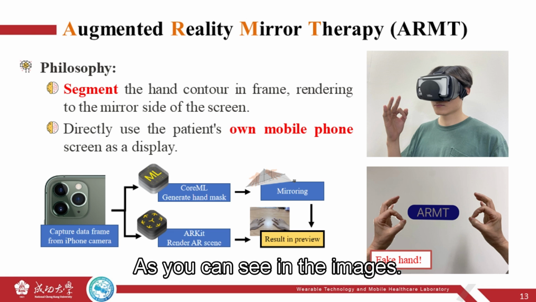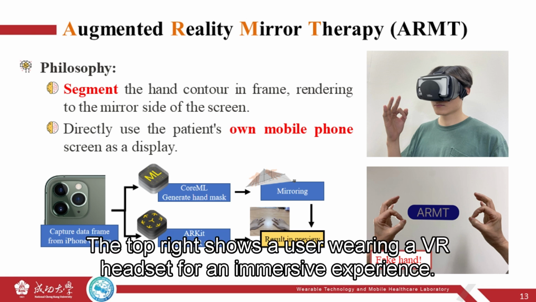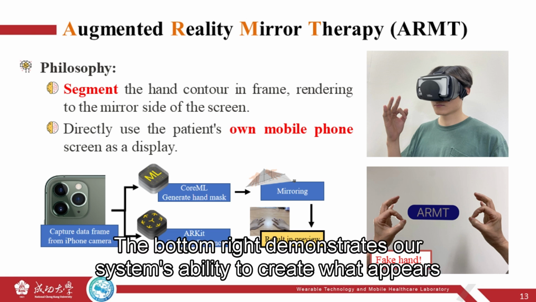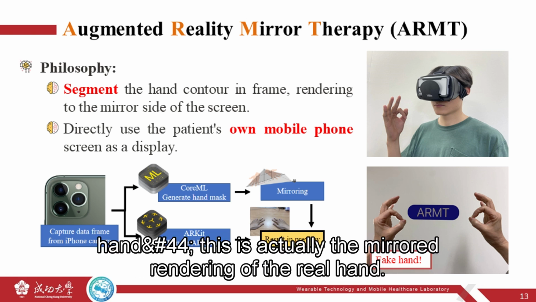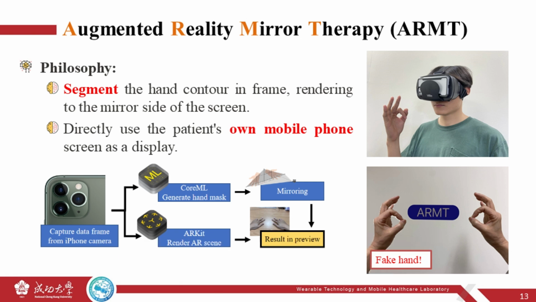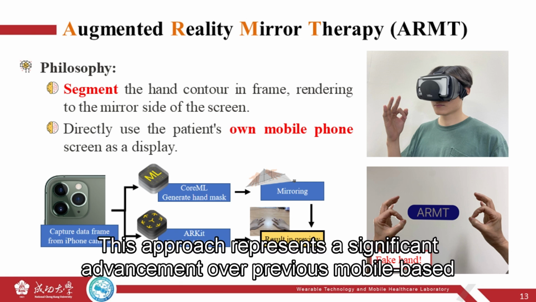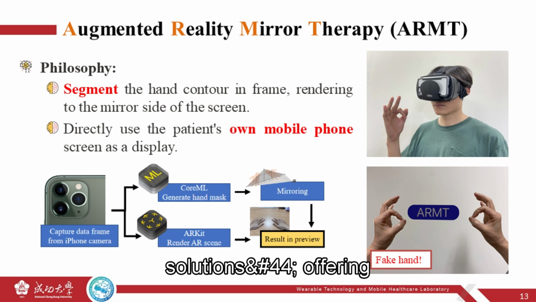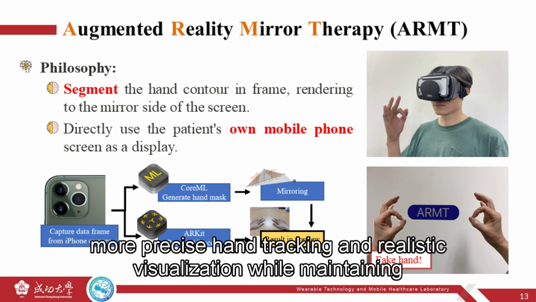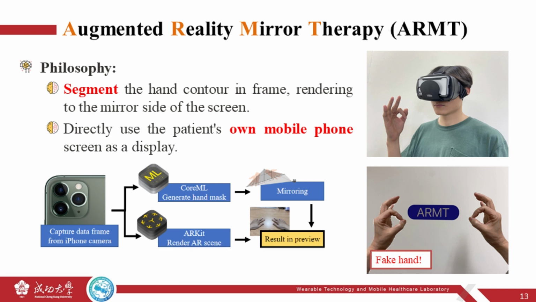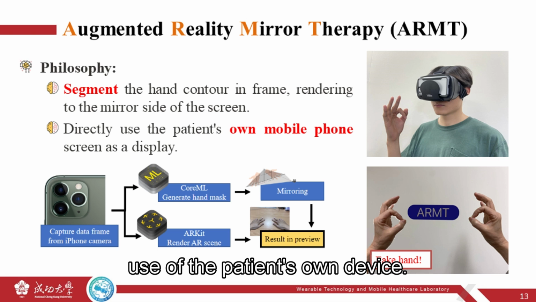As you can see in the images, the top right shows a user wearing a VR headset for an immersive experience. The bottom right demonstrates our system's ability to create what appears to be a fake hand. This is actually the mirrored rendering of the real hand. This approach represents a significant advancement over previous mobile-based solutions, offering more precise hand tracking and realistic visualization while maintaining accessibility through the use of the patient's own device.